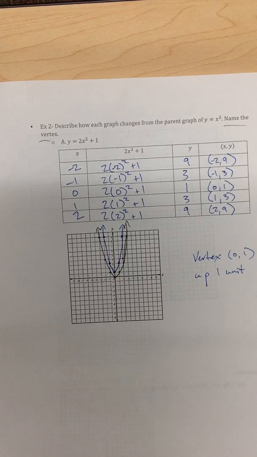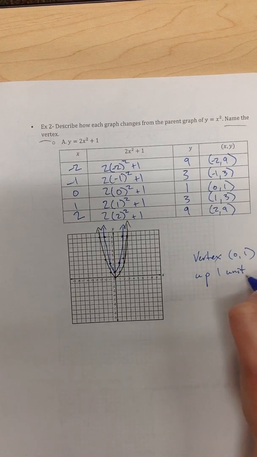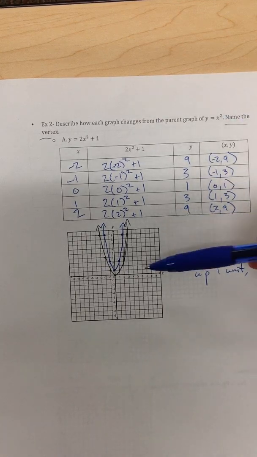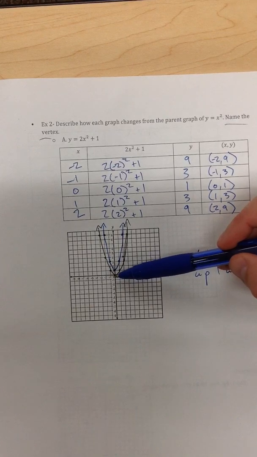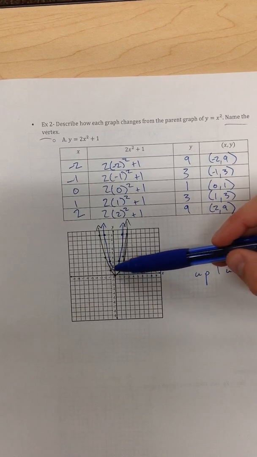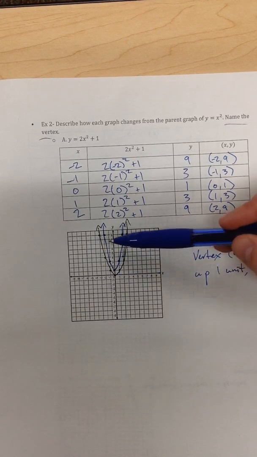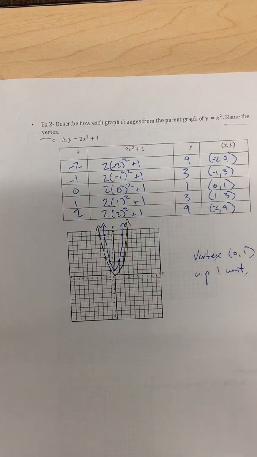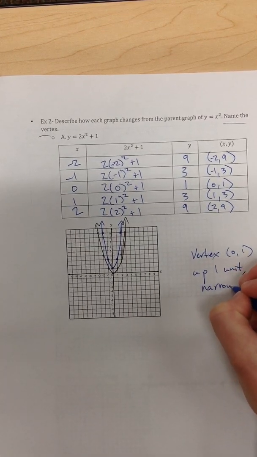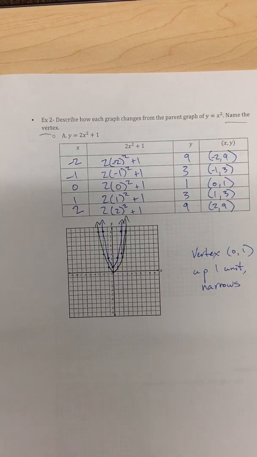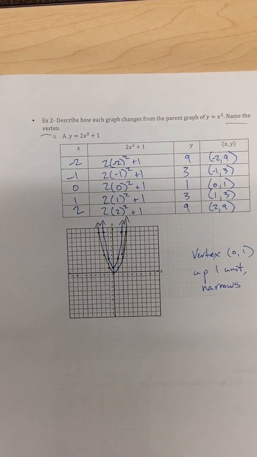And then something else also happens here. It is also narrowing. I can tell that it's narrowing from the parent graph because if I look from my vertex going up, on the parent I went over 1 and up 1. And with this one here, I went over 1 and up 2. So I'm going up at different intervals there, which means they're not the same shape. So you could say that it's also narrowing, or it narrows from the parent graph. And we're always comparing it to that same parent graph of y equals x squared.